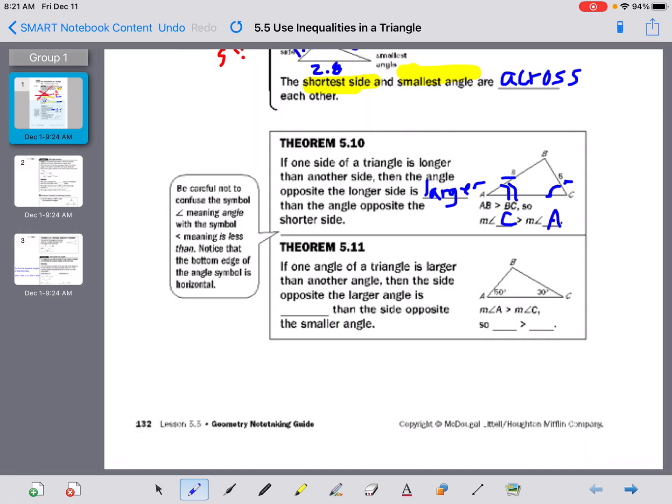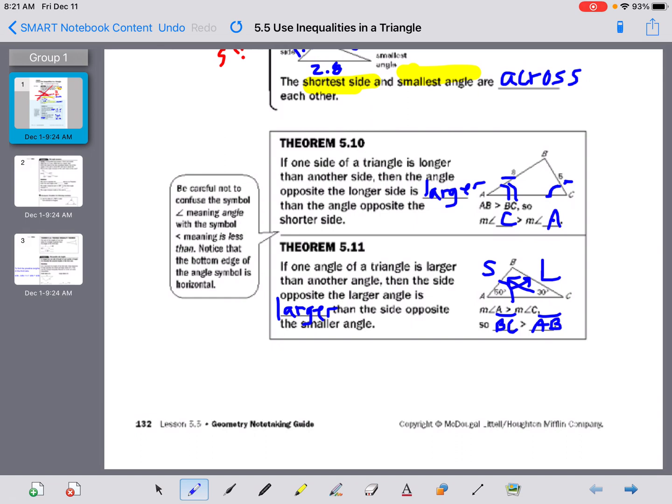So it says if one angle of a triangle is larger than the other angle, then the side opposite the larger angle is going to be larger than the side opposite the smaller angle. So I have this angle 50. So across from it, this one is going to be larger, and this 30 over here is going to be smaller, okay? So I don't know their lengths again, but I just know that BC has to be larger than AB because it's across from the larger angle, okay?